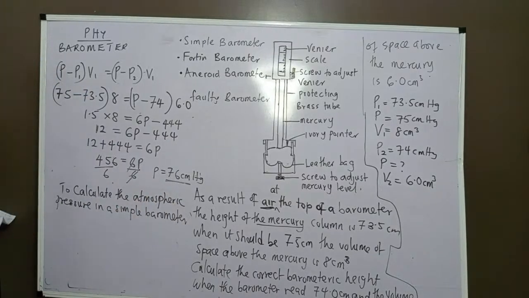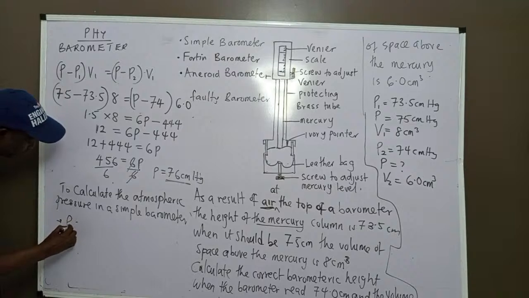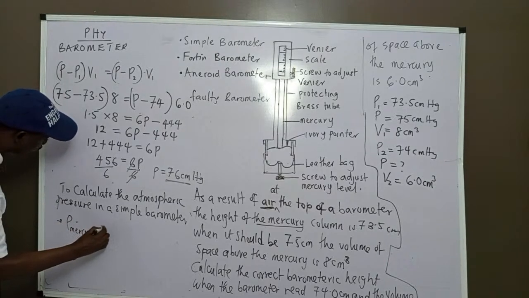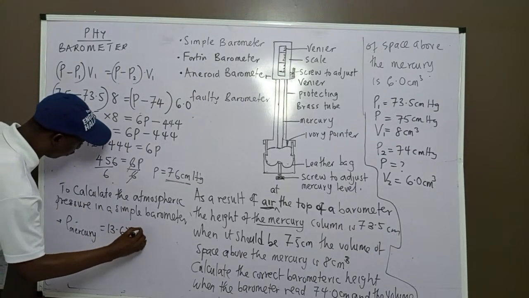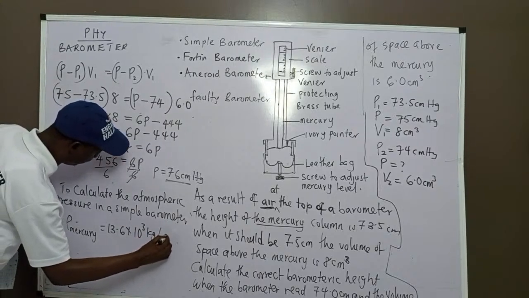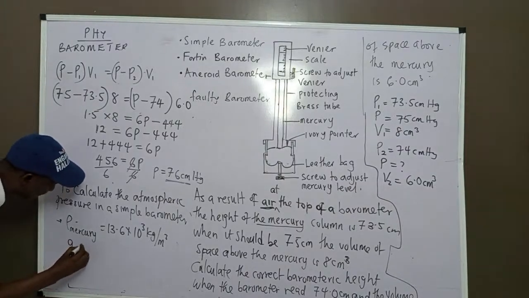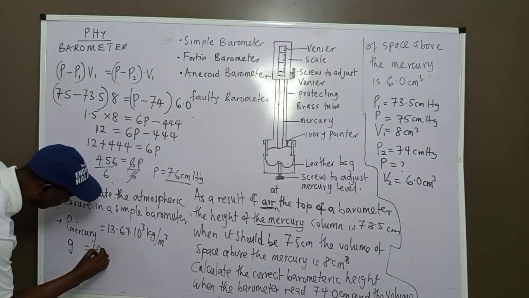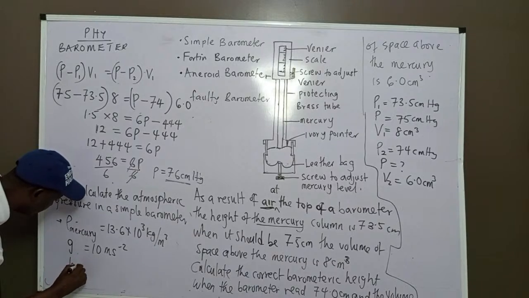Now, what we want to do first is that since it's mercury we use in a barometer, I told you the reason why. The density of mercury is 13.6 times 10 to the power 3 kilogram per meter cube. Listen to that. Density of mercury is higher than density of water. Then we have our g, acceleration due to gravity. Let's say we take it as 10 meter per second square.